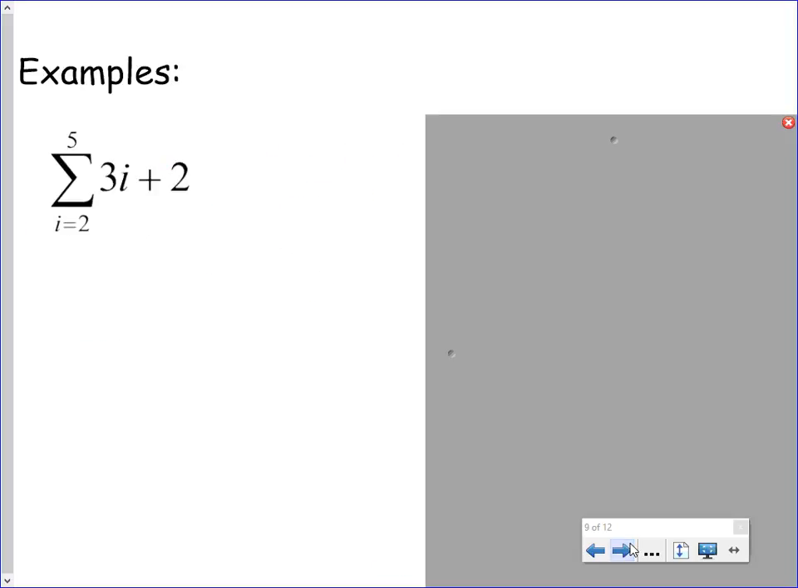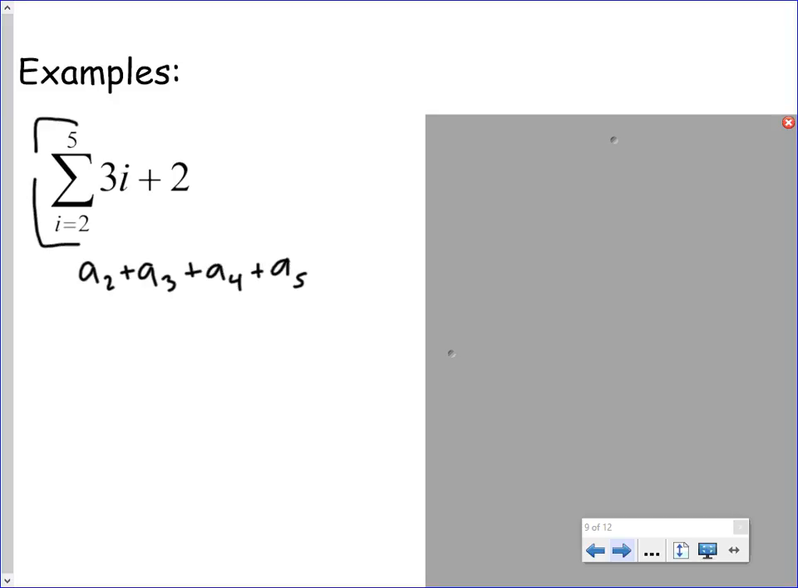Okay, so here's an example. Find the sum of the terms in the sequence 3i plus 2 for the second to the 5th terms. So what this is really asking me to do in my summation notation is do a sub 2 plus a sub 3 plus a sub 4 plus a sub 5. That's what this piece right here tells me to do. I can use the rule, the 3i plus 2, to actually evaluate what those things are.